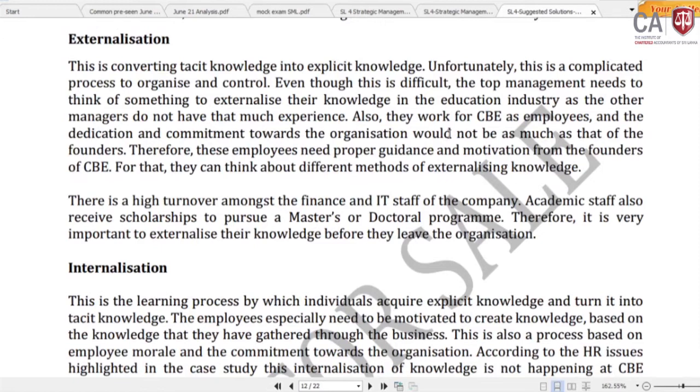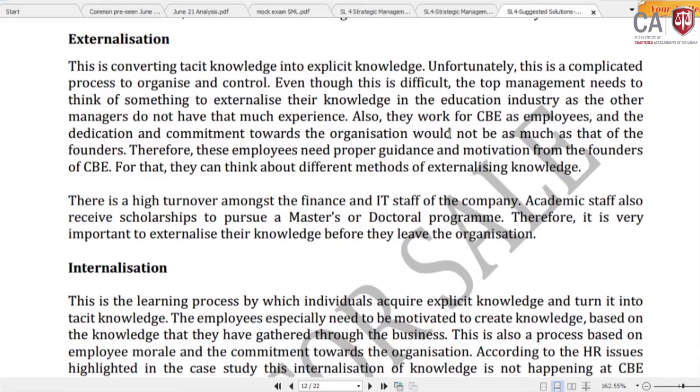Then externalization. This is converting tacit knowledge into explicit knowledge. Unfortunately, this is a complicated process to organize and control. Even though this is difficult, the top management need to think of something to externalize their knowledge in the education industry, as the other managers do not have that much experience. Also, they work for CB as employees, and the dedication and commitment toward the organization would not be as much as that of the founders.